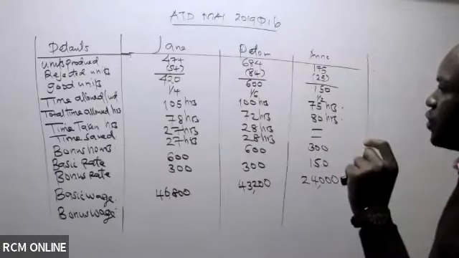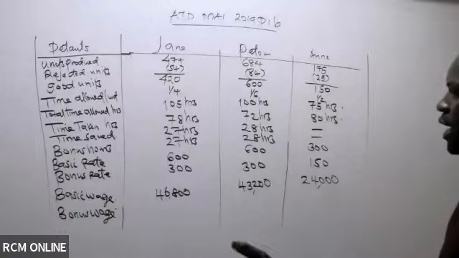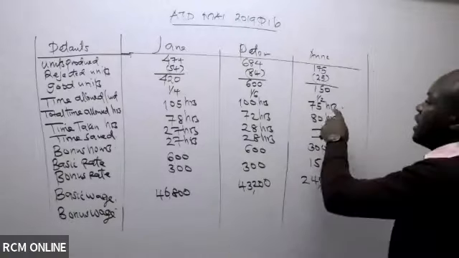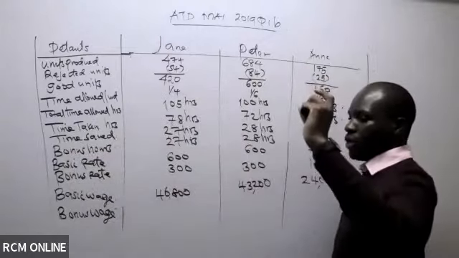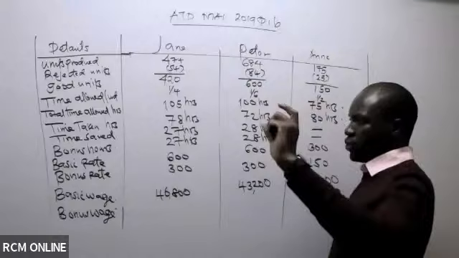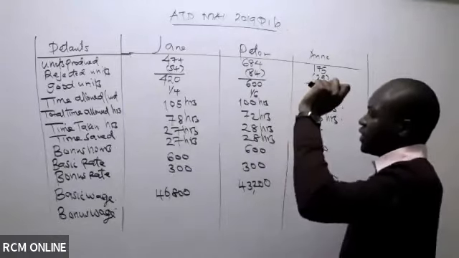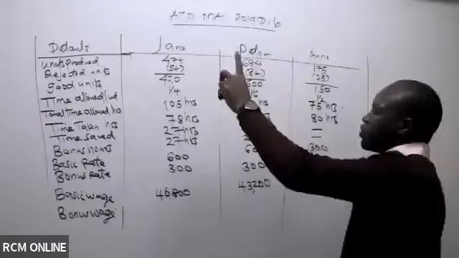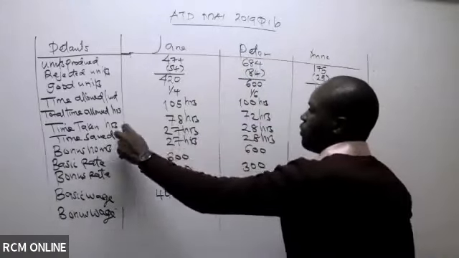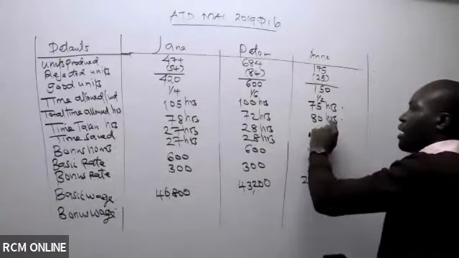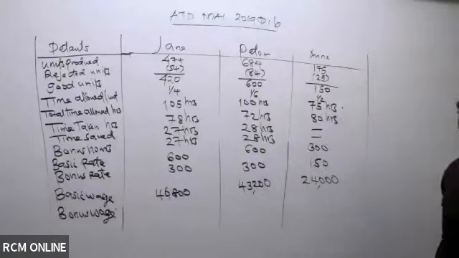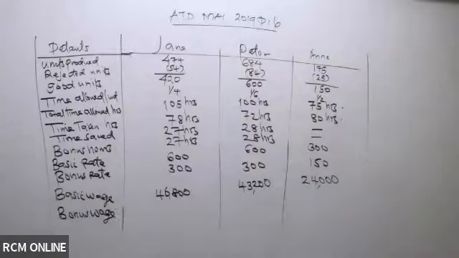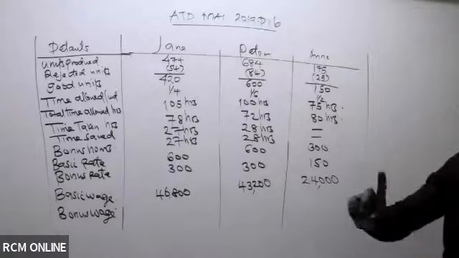75. That is the total time allowed. The company allows you to work for 75 hours, but the actual time taken, the actual hours that you worked to produce these units, for Anne was a total of 80 hours, even though the company allows her to work for 75 hours. Is that okay?